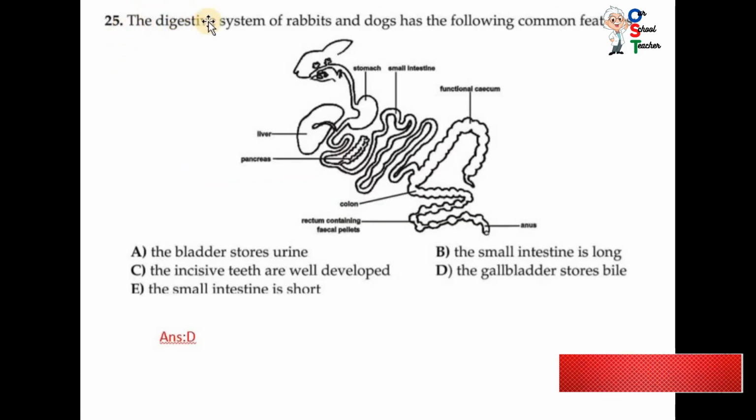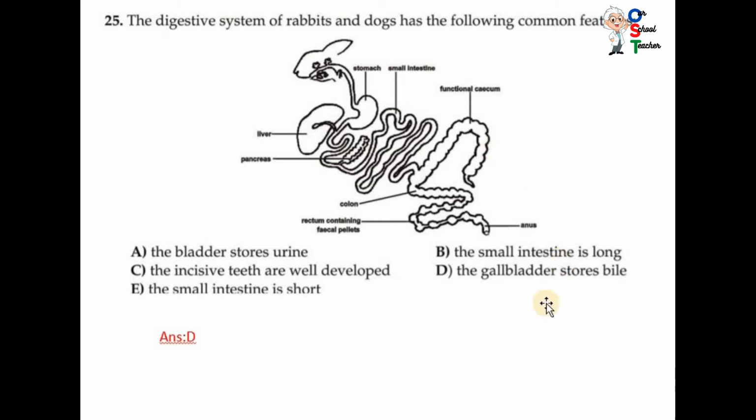Now question 25. The digestive system of rabbits and dogs has the following common features. A, the bladder stores urine. Yes, the bladder stores urine, but the bladder or urine do not relate with the digestive system. There is another system, that is the urinogenital system or urinary system. So urine is not linked with the digestive system. B, the small intestine is long. The small intestine is not long, it is short.